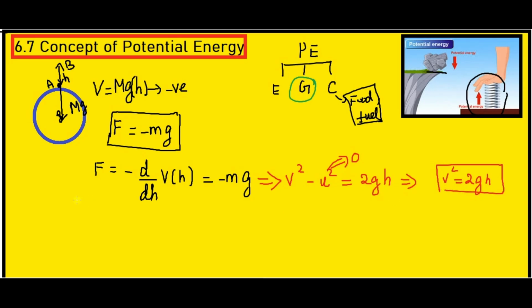Or we can write this as half mv square is equal to mgh. That means that this 2 will go as a multiplication, this m and m will get cancelled, so that we will get the same equation. So both the equations give us the same meaning over here.